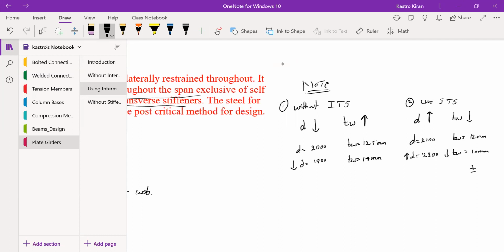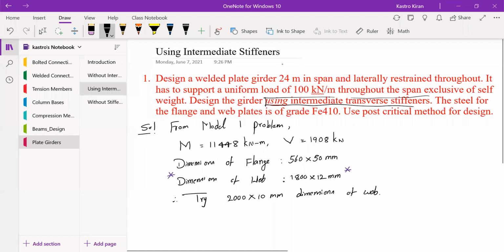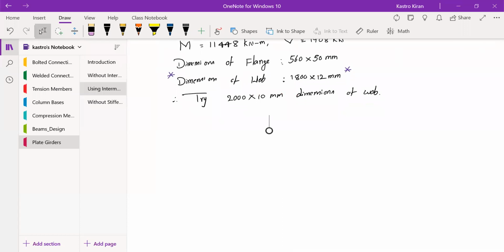So remember these conditions: plus or minus 2 mm for thickness, and plus or minus 200 mm for depth. Sorry, 200 it is. So plus or minus 200 mm you can increase or decrease, and plus or minus 2 mm you can increase or decrease. These are very important. So from this I'm just trying some dimensions, that is, try 2000 by 10 mm dimensions of the web. That means the depth of the web is 2000 and the thickness of the web is 10 mm. That's how you fix the dimensions of the web.